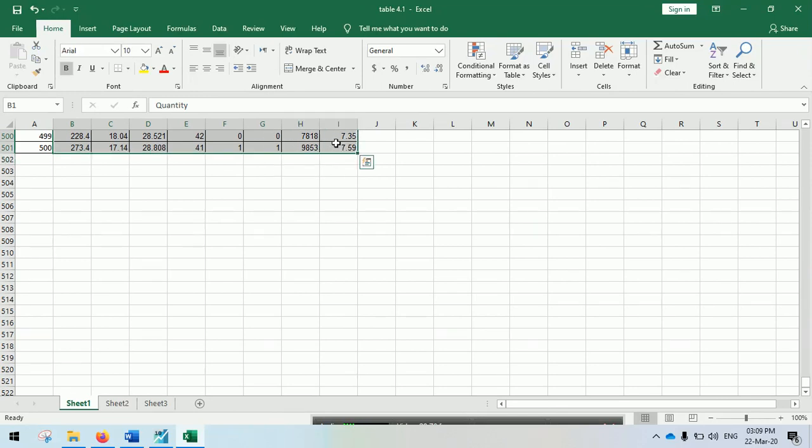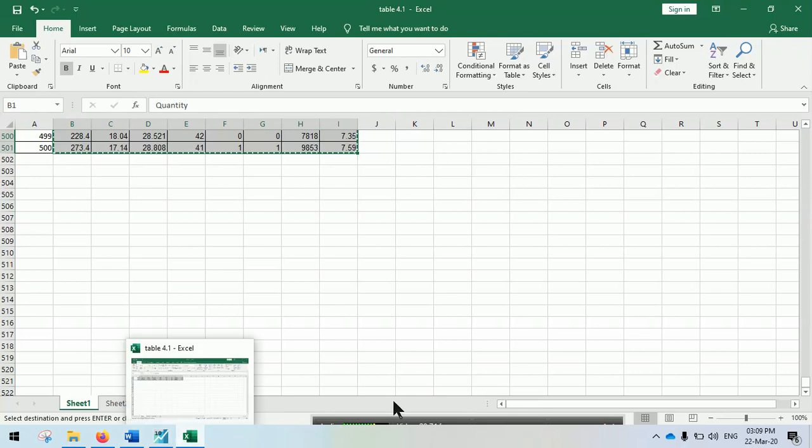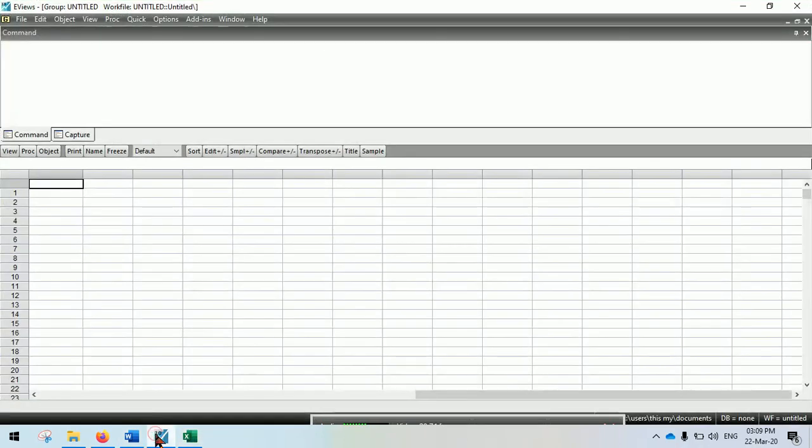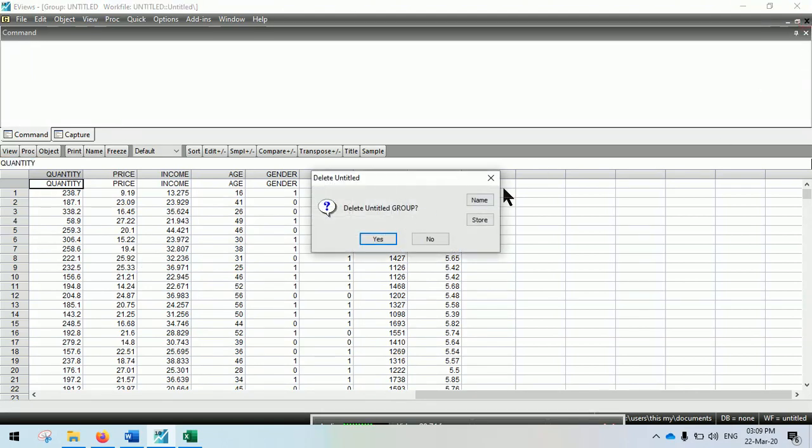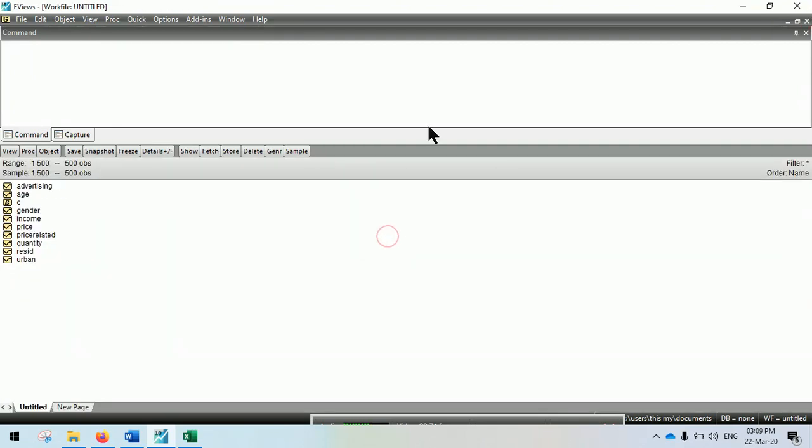Okay, Control C. I go back to my EViews and press Control V. So all the data is here. Here I need to close it. Whether you want to keep it and name it or not, it's up to you.